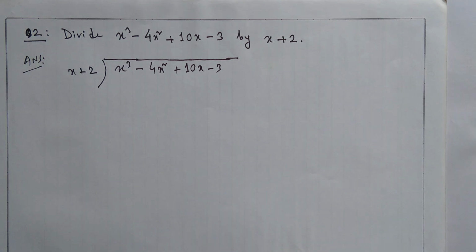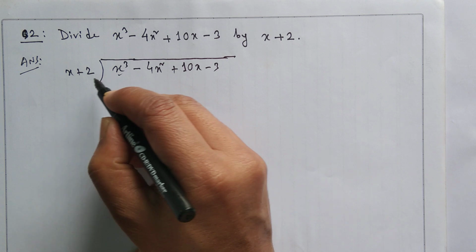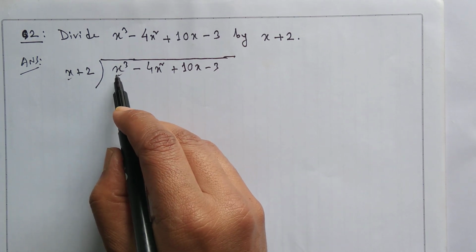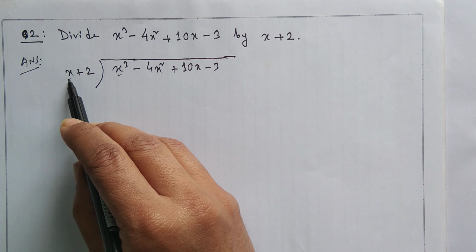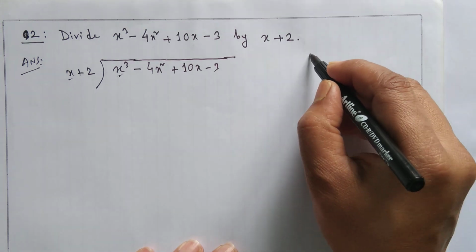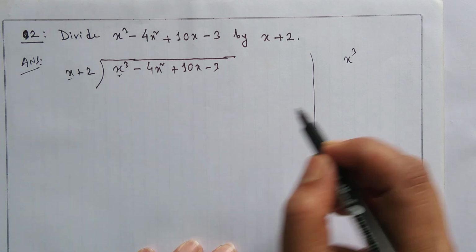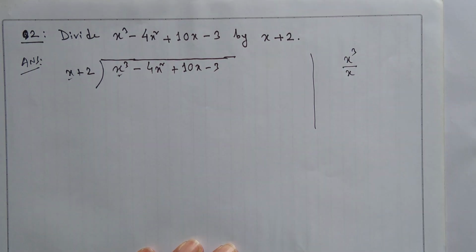As I have already mentioned in example number 1, similar steps are to be followed. We have to see the first term in the dividend, and also the first term in the divisor. We will try to divide x cube by only x. So only the first term in the dividend and the first term in the divisor need to be considered. Remaining terms for the time being we ignore. Here the first term in the dividend is x cube, and in the divisor the first term is x. So we are going to try to divide these two terms only.